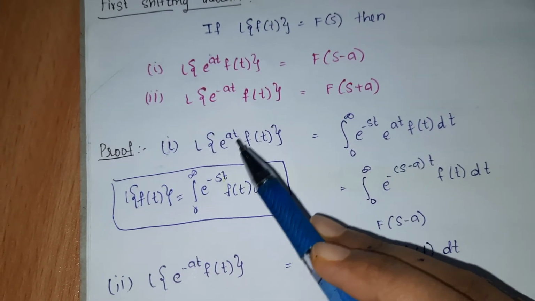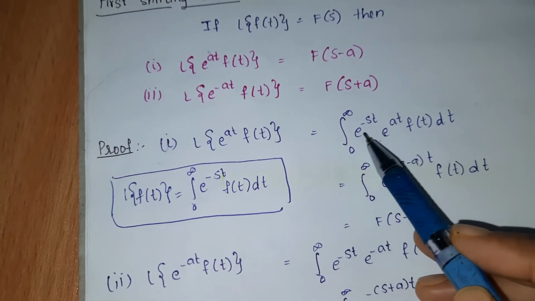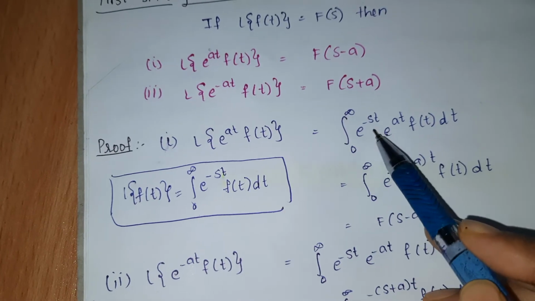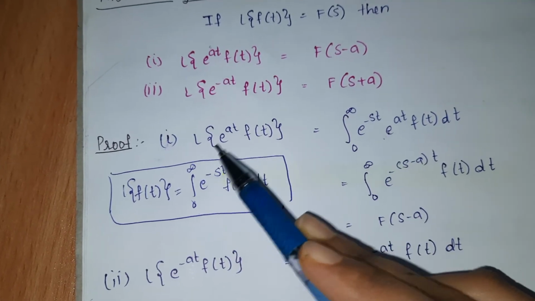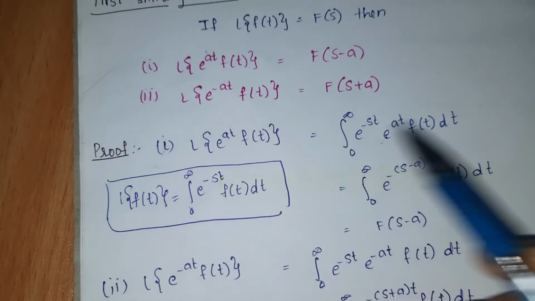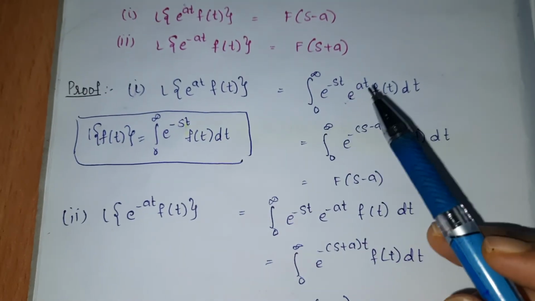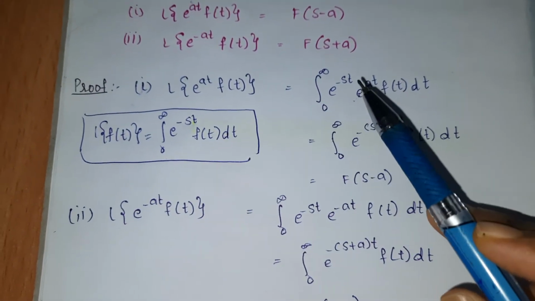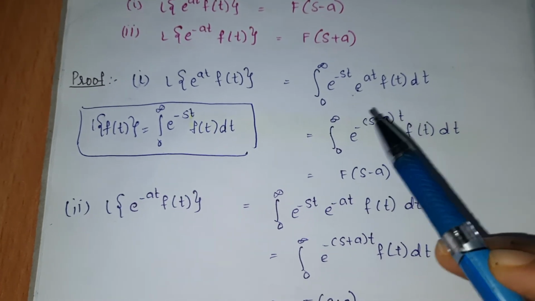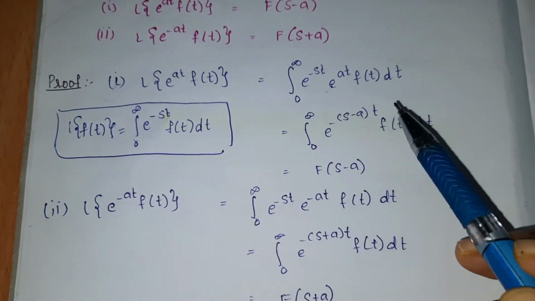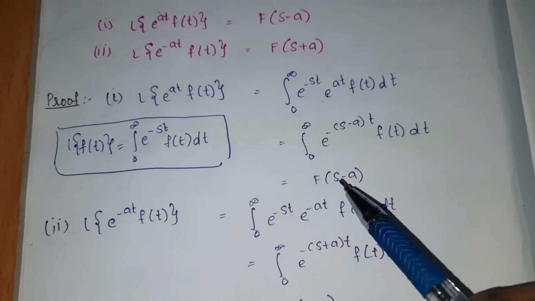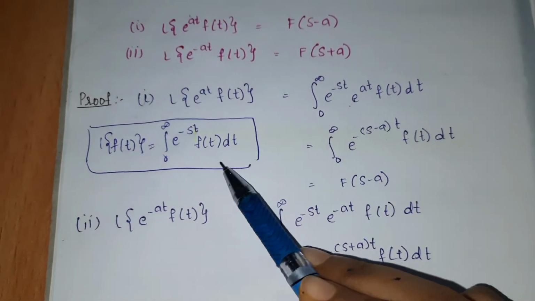L of e power at f of t can be written as the integral of e power minus st times e power at times f of t dt. Now we can write it like this: take minus common, then it becomes e power minus (s minus a) t, f of t. Now it became s minus a.